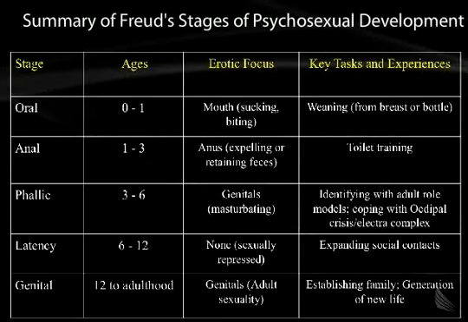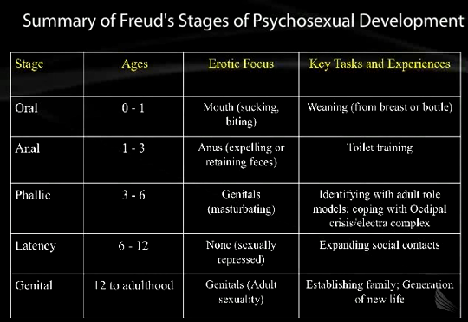So again, here is a table to go through the different phases of Freud's development. First, again, you have the oral phase, which is centered around the mouth, with sucking and biting. The key tasks and experiences during this time is weaning from the breast or bottle. Then you have your anal phase, which is from ages 1 to 3, which revolves around expelling or retaining feces around your anus. And the key task and experience during this time is toilet training.